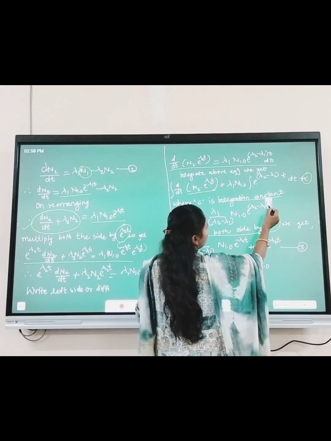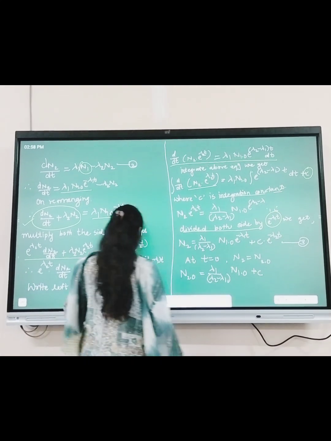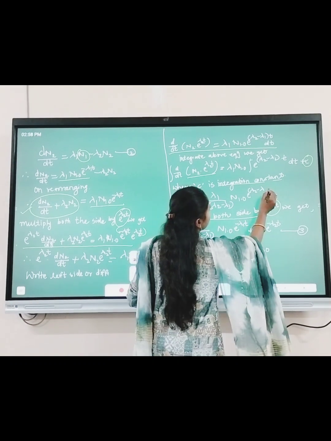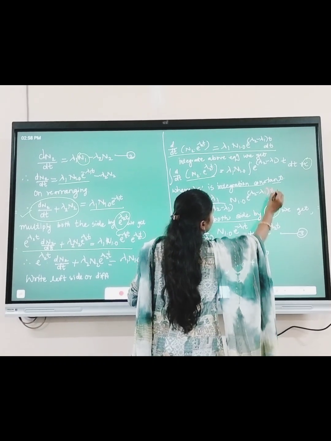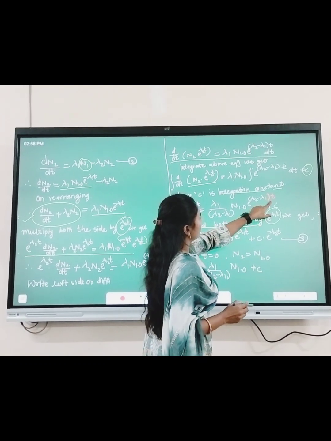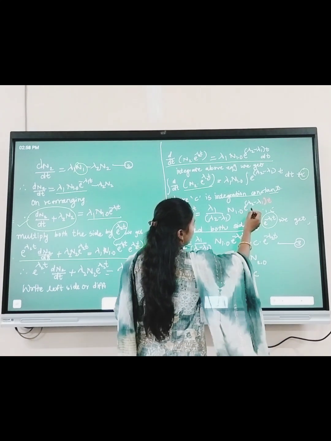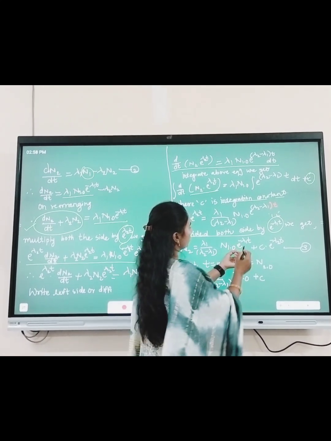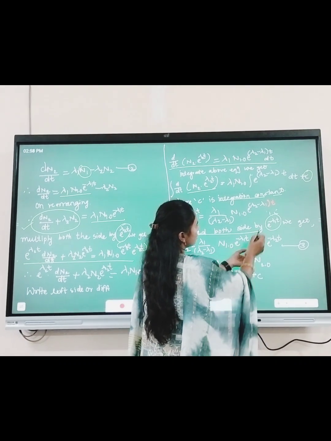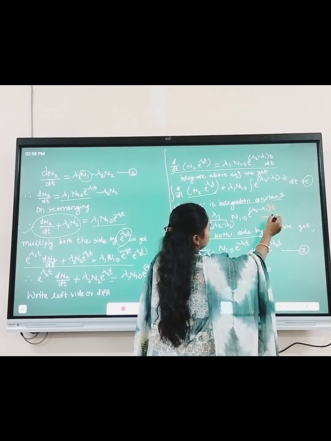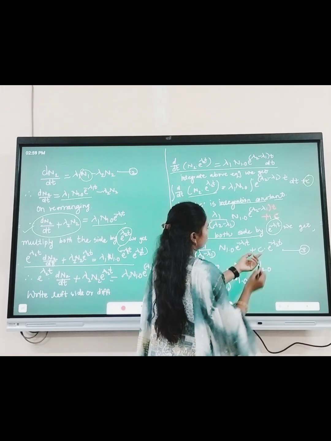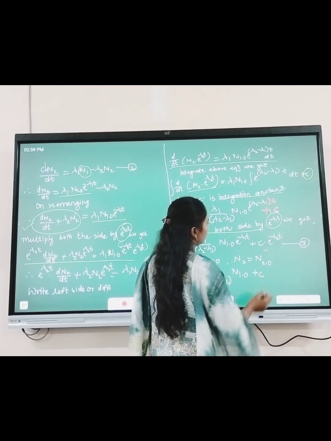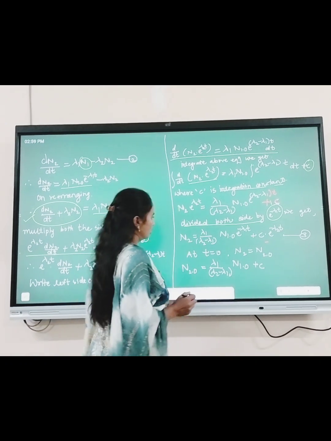We multiply t on this lambda 2 and lambda 1. So we have n1.0 into e raised to the power minus lambda 1 t plus c into e raised to the power minus lambda 2 t. This is equation number 3.